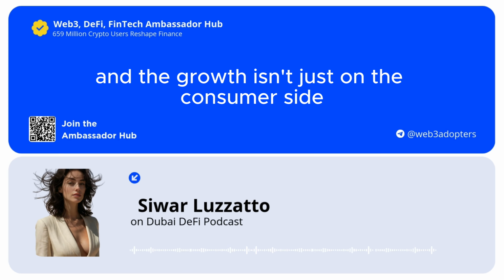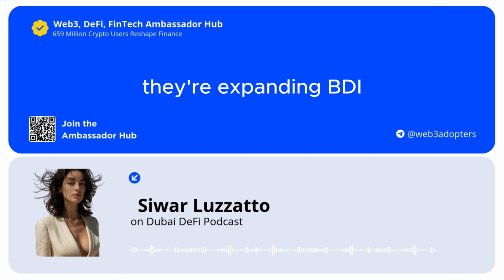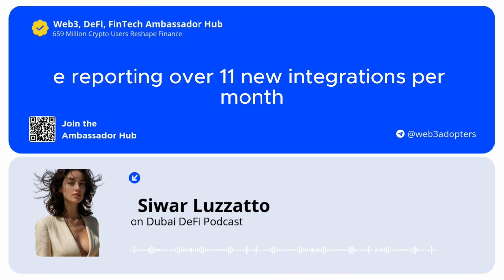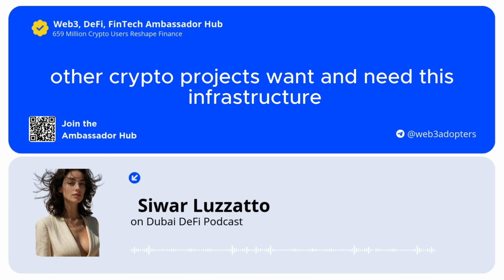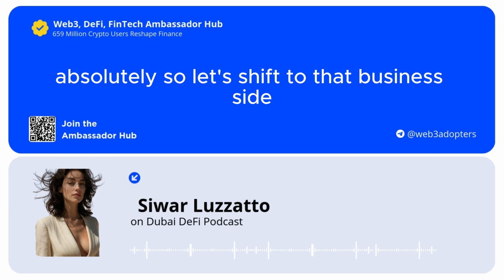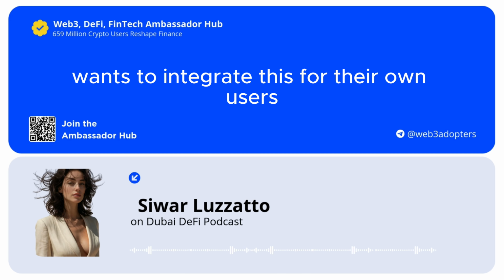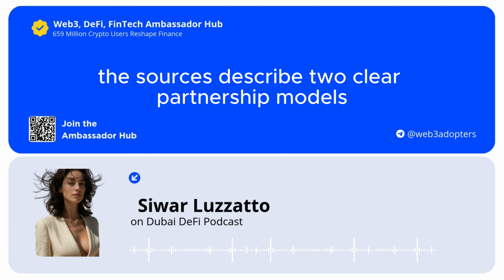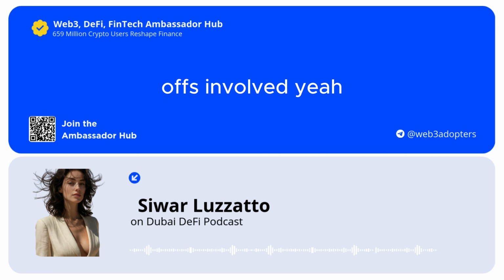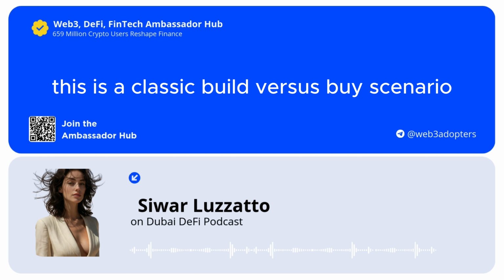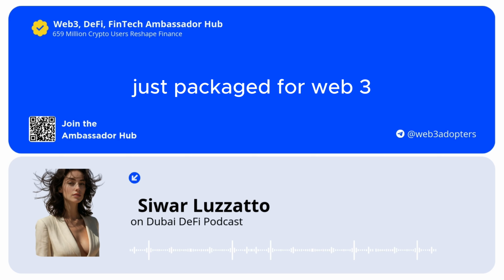Yeah. And the growth isn't just on the consumer side. They're expanding B2B, reporting over 11 new integrations per month. Other crypto projects want and need this infrastructure. Absolutely. So let's shift to that business side. If a project, a wallet, an exchange wants to integrate this for their own users, the sources describe two clear partnership models, and they really highlight the strategic trade-offs involved. Yeah, this is a classic build versus buy scenario, just packaged for Web3.